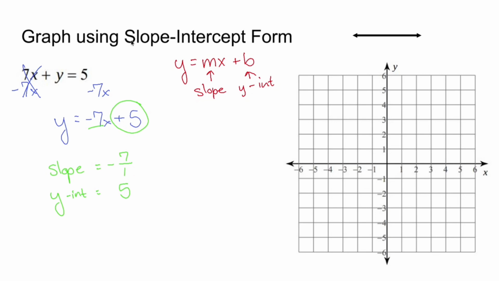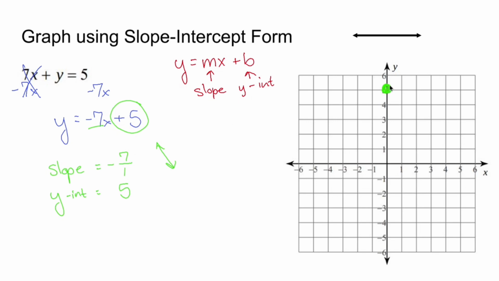Now, when you graph something using slope-intercept form, you always start out by putting your point on the y-axis where your y-intercept is. So I'm going to go to 5 here and put a dot right there on 5. Now, my slope is negative 7 over 1. So that could be up and to the left. So since it's rise over run, I can go up 7, left 1.